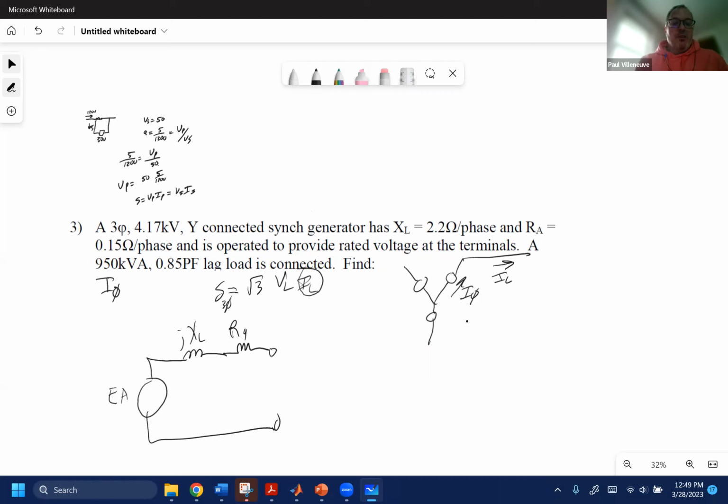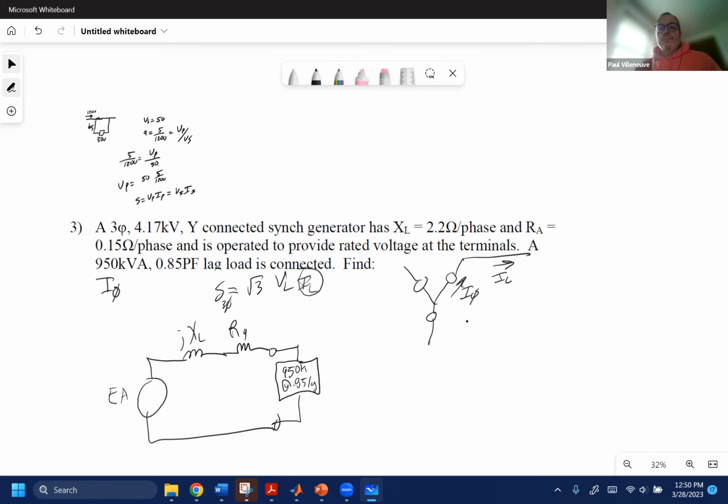Some people put a short circuit on the terminals and did the calculations that way. But a short circuit on the terminals is actually a fault condition. The generator is not designed to continuously handle that much current. That would be an extreme case, a fault right on the terminals. What you have is a load, right? It says a 950 kVA is connected. So instead of drawing a short, it's better to draw 950 kVA at a 0.85 lag power factor.